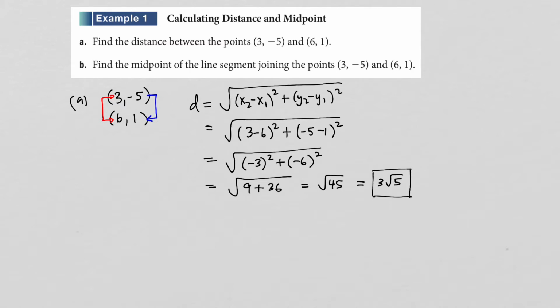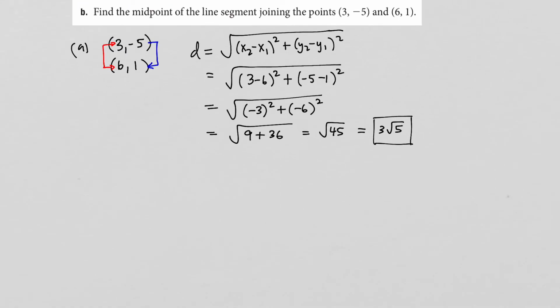Now to find the midpoint between those same 2 points, we use the midpoint formula. And the midpoint formula is given by taking the x coordinates and finding the average of those two. So x1 plus x2 divided by 2. And then doing the same thing for the y coordinates.